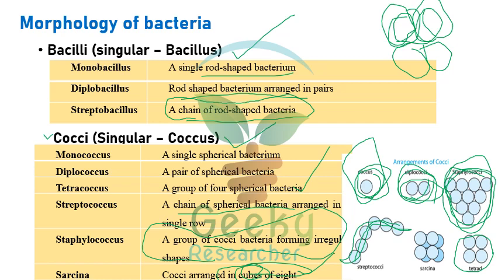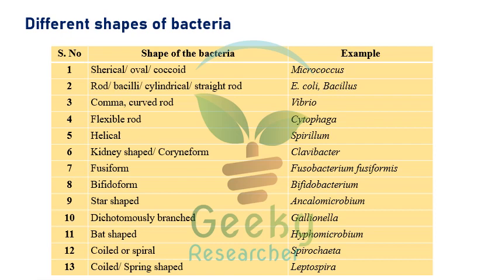Coming to the different shapes of bacteria: spherical shape, oval shape or coccoid shape, the example is micrococcus. Rod shaped bacterium is otherwise called bacilli, which means cylindrical and straight rod. Escherichia coli and bacillus are the best examples. Comma shaped or vibrio shaped: vibrio and desulfovibrio also look like a comma shape, right?